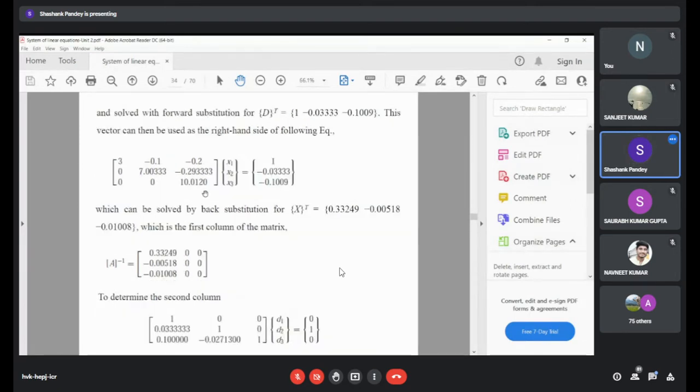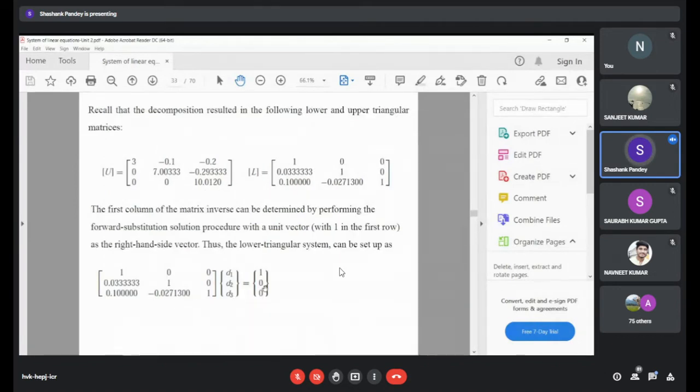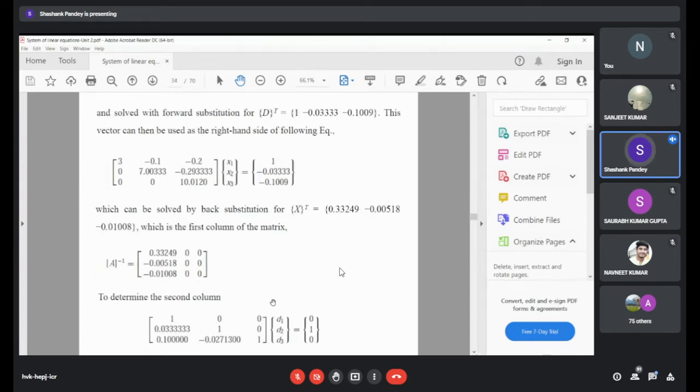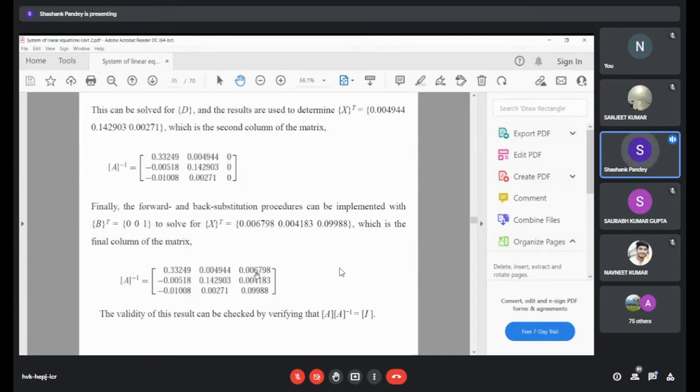Similarly, in order to calculate the third column of the inverse, we replace R1 and R2 with 0 and the third with 1. We will again calculate the values of D1, D2 and D3. Then we will use them in the right hand side and calculate the values of x1, x2 and x3. This will give the third column of the inverse, and hence we have calculated the inverse of the matrix.